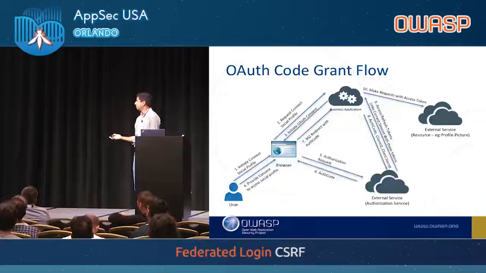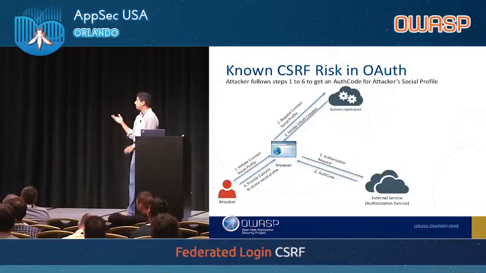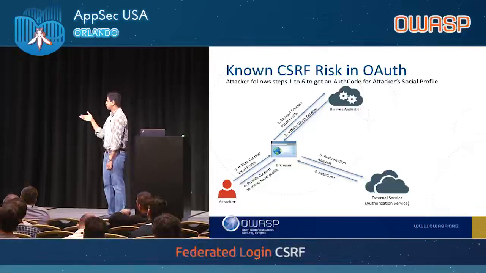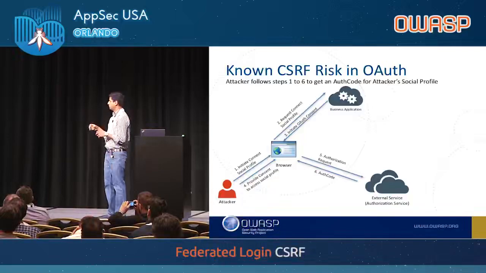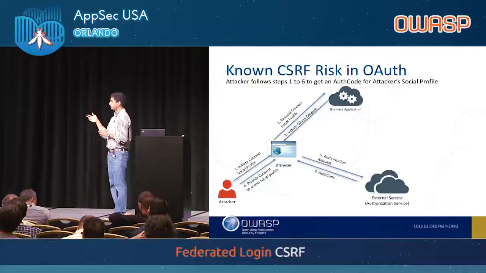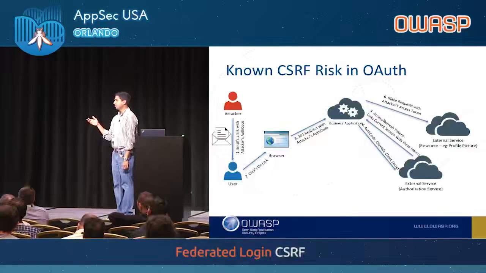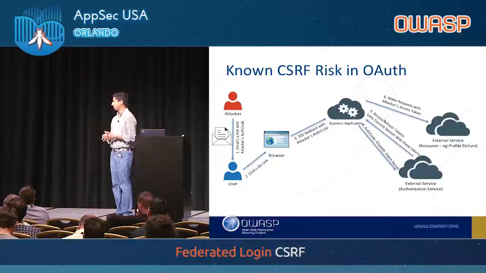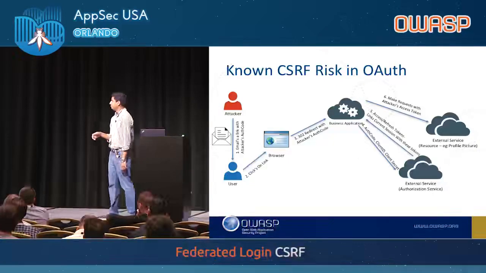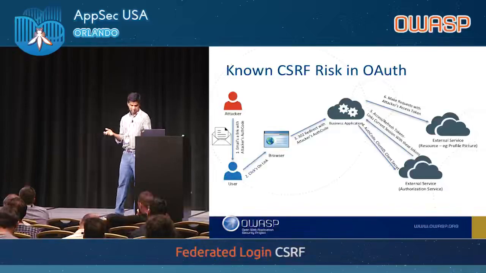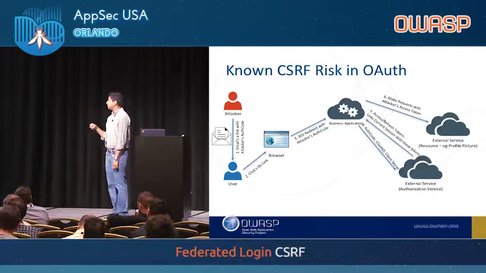So what can an attacker do in this data flow? What an attacker can do is follow the same steps up to step 6, where the attacker gets his own auth code and prevents any further communication from the browser to the business application. So he gets his own auth code, he keeps it there. He then would create a malicious email or a website or something and lures the victim to click on this particular link.